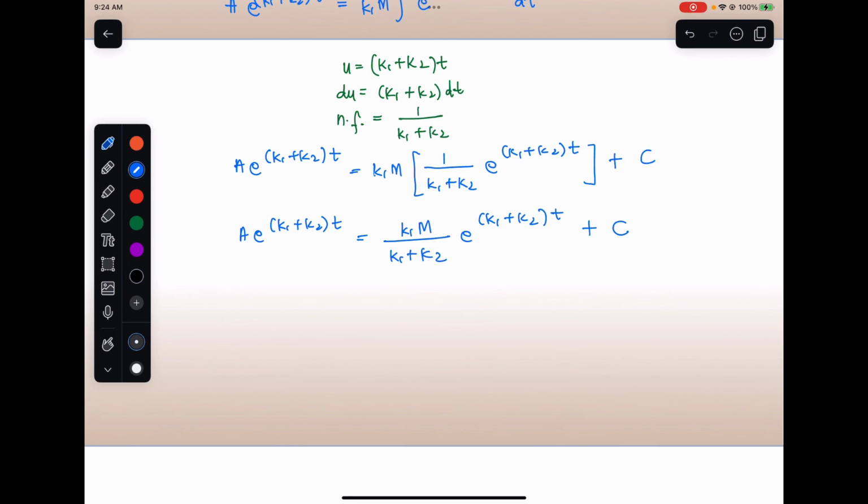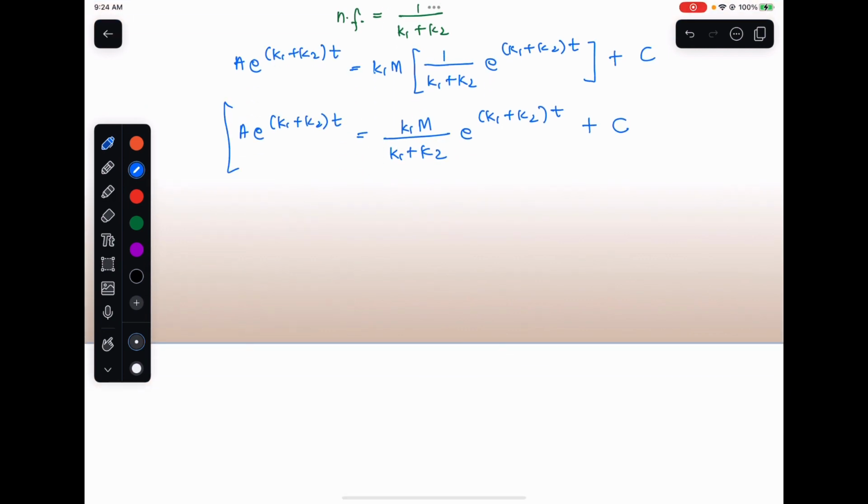So now we can get a, so we can multiply everything by the inverse of the exponential function, e raised to negative k1 plus k2 times t. So that would cancel out our exponential function at the left hand side. At the right hand side, it would cancel out that one as well. So we can have k1 over K1 plus K2, multiplied with m, and then plus C e raised to negative K1 plus K2 times T.